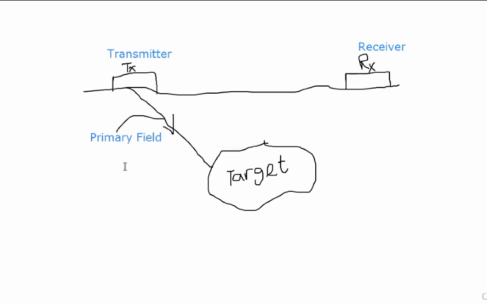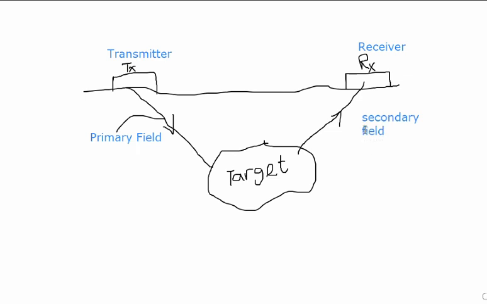When the signal gets to the target, it will change that feed to current, and from there, what goes from the target to the receiver is what we call the secondary feed. This is the secondary feed. So we know where the primary feed is coming from and where the secondary feed is also coming from.